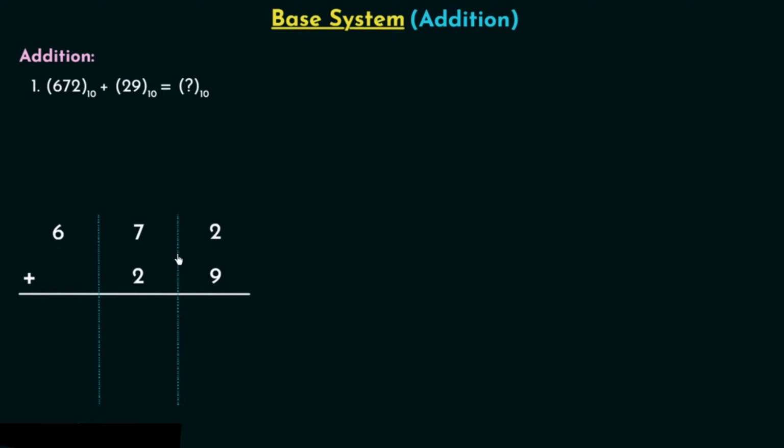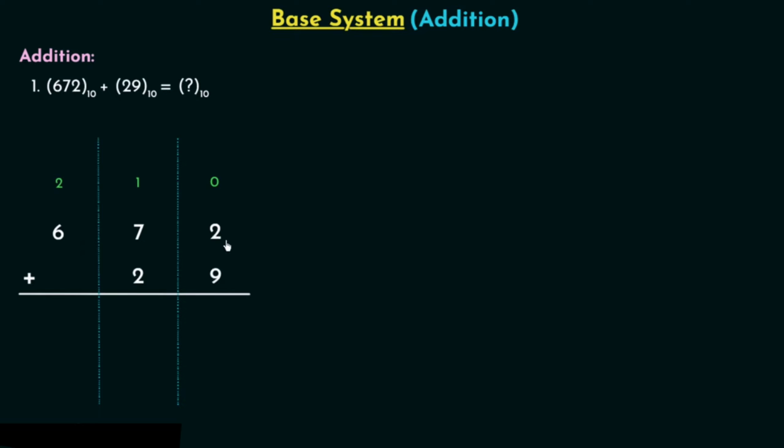If I take this number 672 and assign 0 to 2 as its index, and move in this direction from right to left, 7 will have the index 1, 6 will have the index 2. So 0 is the index of 2, 1 is the index of 7, and 2 is the index of 6. So we are starting with 0 and adding 1 every time moving from right to left. Similarly, 9 will have index 0, 2 will have index 1.